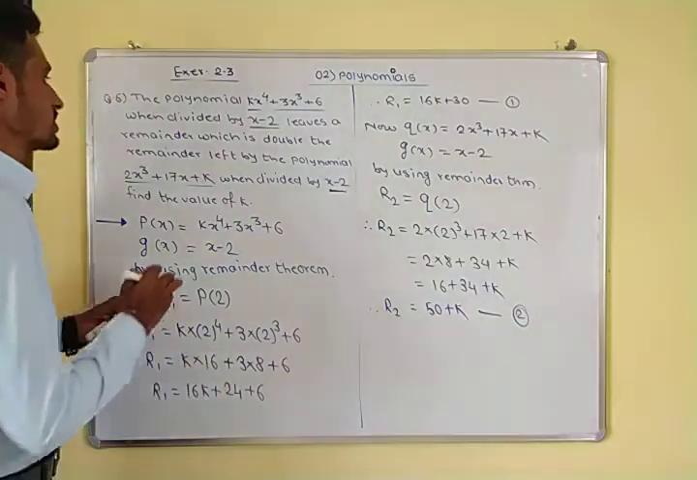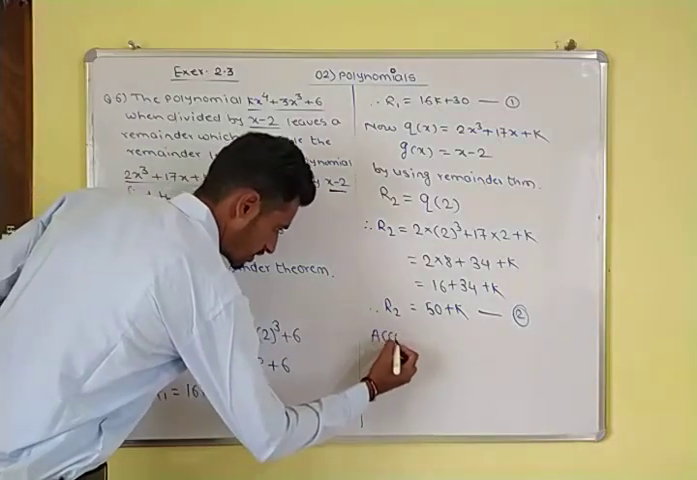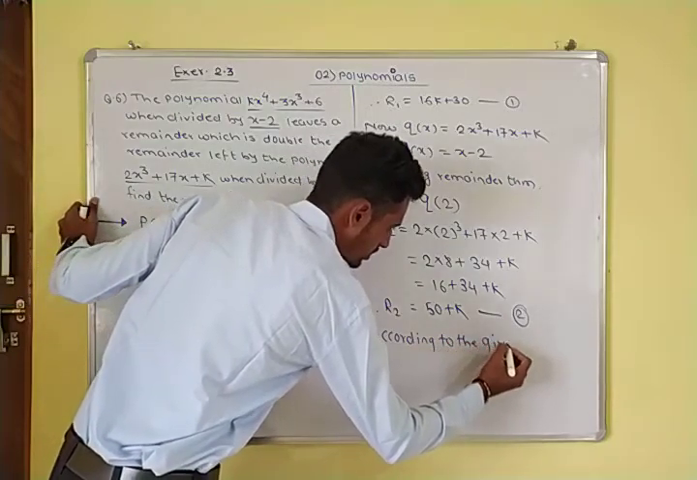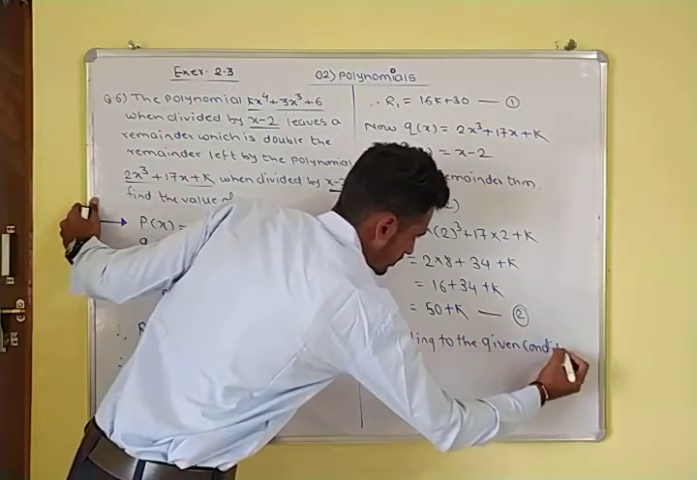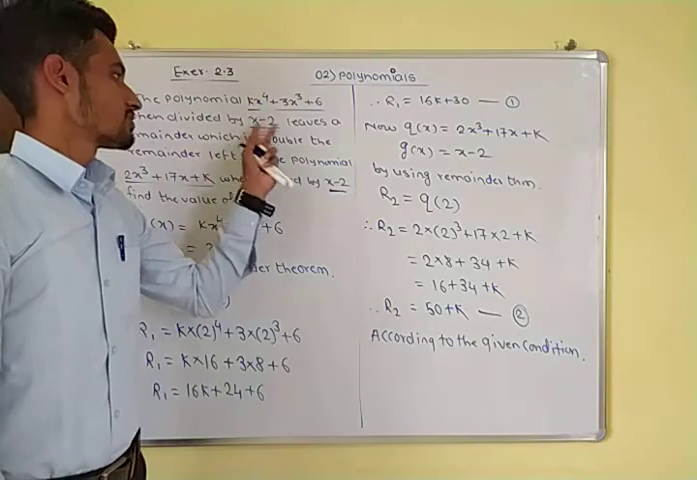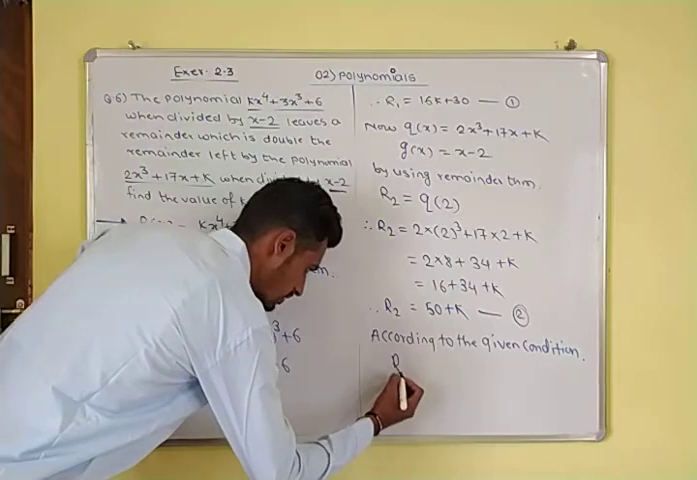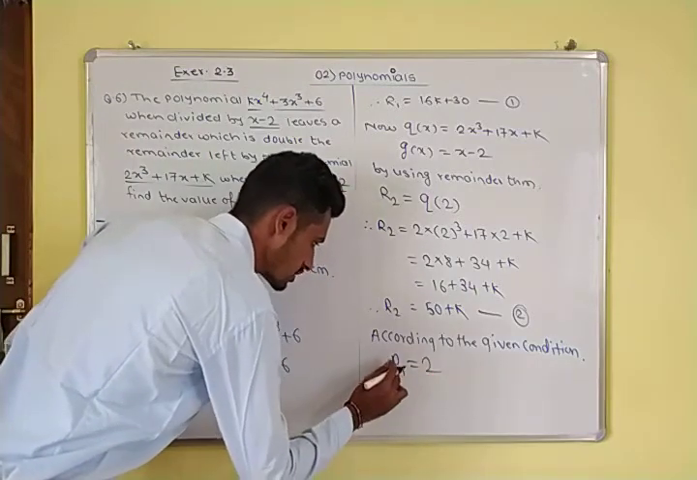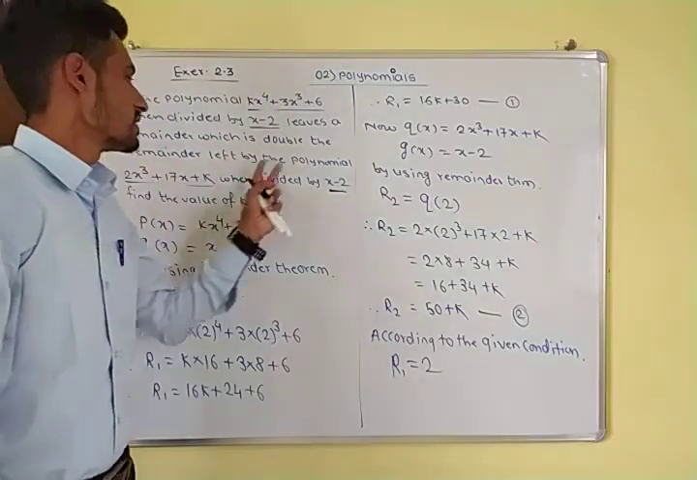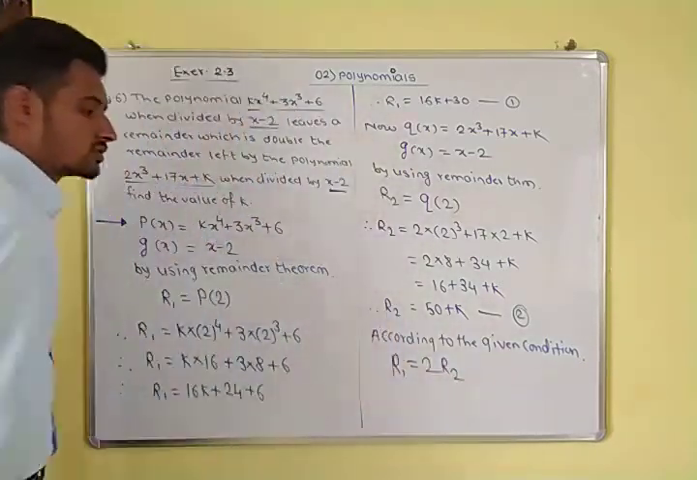Now according to the given condition, what is the condition? The polynomial when divided by x minus 2 leaves a remainder which is double the remainder left by the other polynomial. So remainder r1 डबल है, मीन्स r2 से डबल होगा r1. So r1 is equal to 2r2.